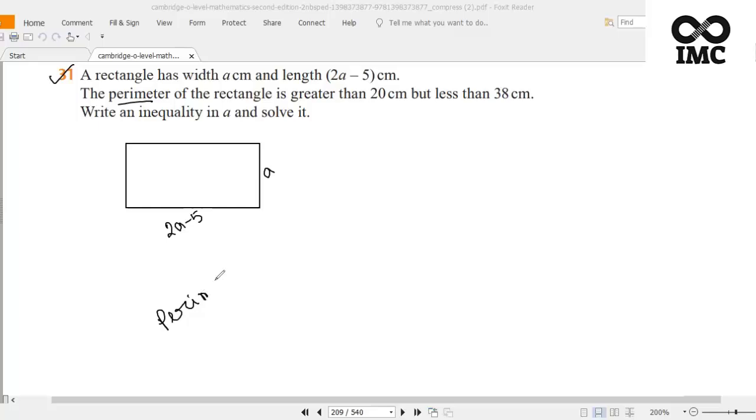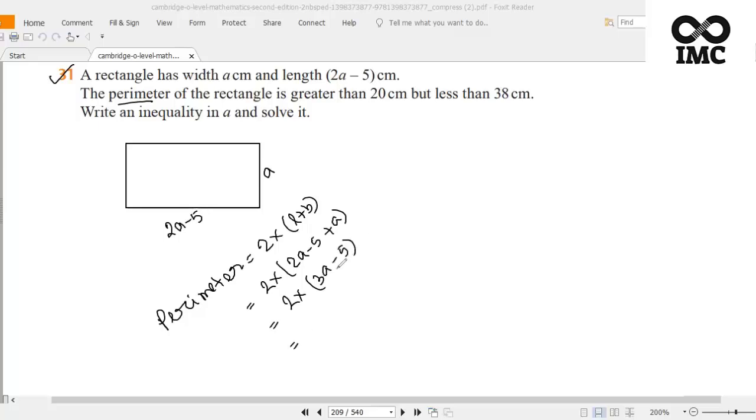We know that the perimeter of a rectangle is equal to 2 multiplied by length plus breadth. So 2 multiplied by, what is length here? 2a minus 5. What is breadth here? a. So here 2 multiplied by 2a plus a, that is 3a minus 5.